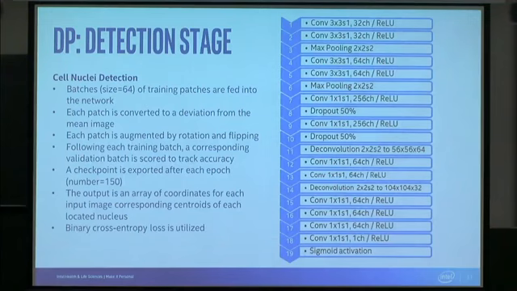The detection stage and the architecture of the neural net looks a bit more complicated, so more convolutional layers, deconvolutional layers, dropout, max pooling, but in the end everything which is being done is almost the same as at the segmentation stage. We are exporting checkpoints, evaluating the model against the validation set, and then we are outputting the coordinates for each input image corresponding to the centroids of the located nuclei. So we are interested in this particular nuclei, and I will show you an image.